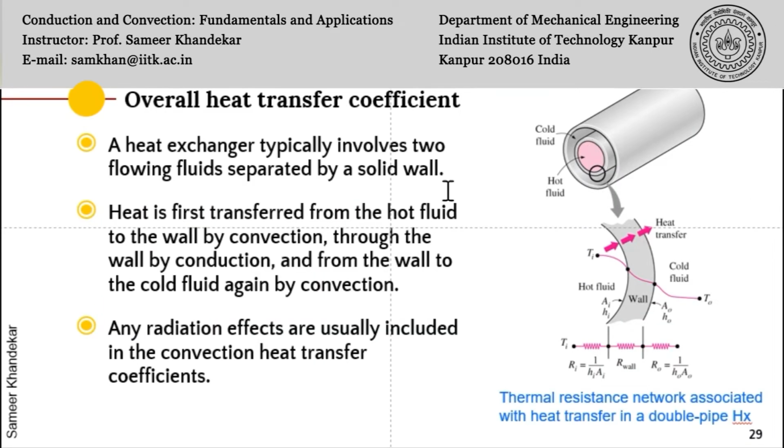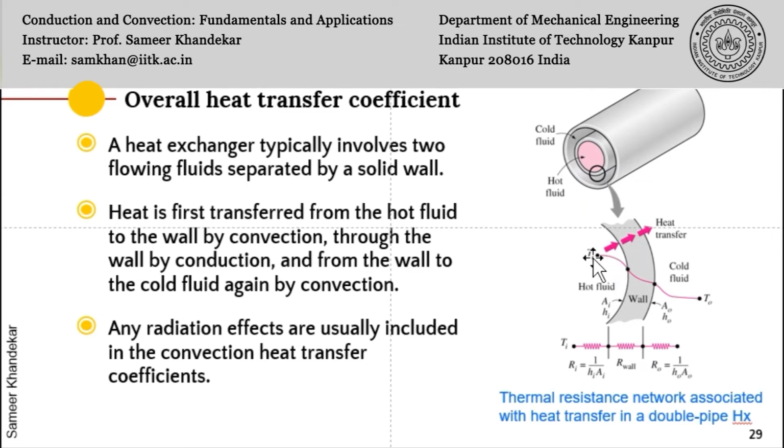Here you see a diagram of a simple tube-in-tube heat exchanger. Any other heat exchanger will have a similar configuration. The only thing is that this common feature of a hot fluid, a cold fluid separated by a wall will remain common to all types of heat exchangers. So as I was saying, the heat exchanger involves two flowing fluids separated by a solid wall. Now heat is transferred from the hot fluid to the wall by convection.